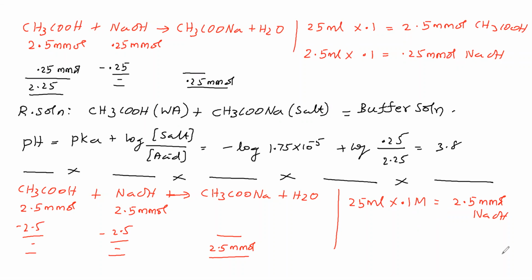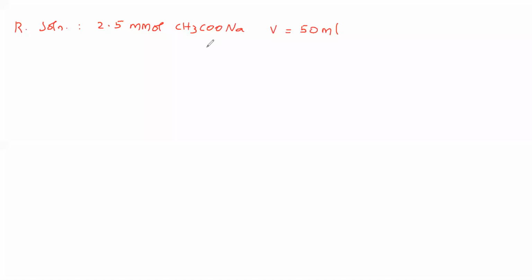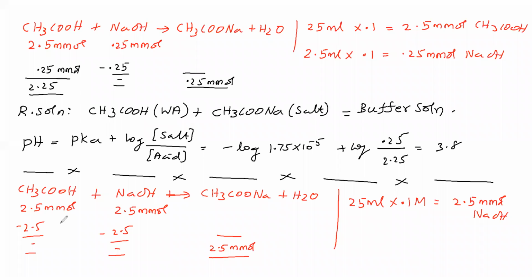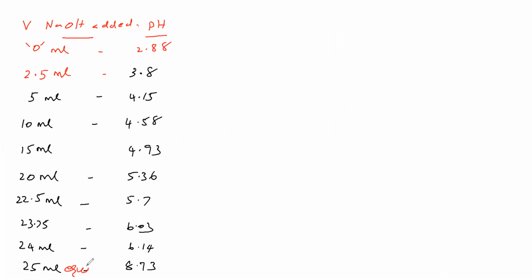Now see that in this reaction, acetic acid remaining is 0, and sodium hydroxide remaining is 0. That means it is a complete reaction. This point is called the equivalence point. Why do we say equivalence point? Because the acid-base reaction is completely over. At this point acetic acid has reacted completely, which means neutralization is completed.